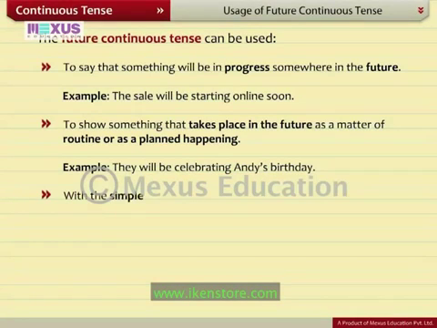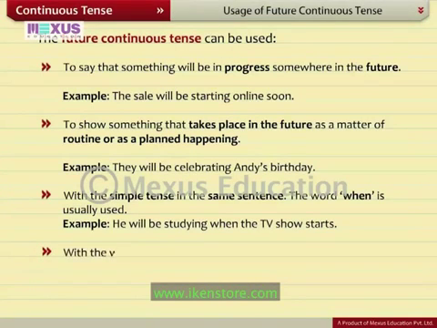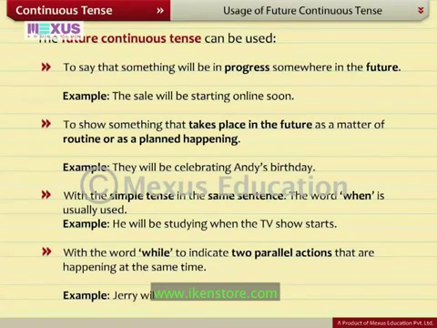With the simple tense in the same sentence, the word when is usually used. For example, he will be studying when the TV show starts. With the word while to indicate two parallel actions that are happening at the same time. For example, Jerry will be cooking while Tom will be setting the table.